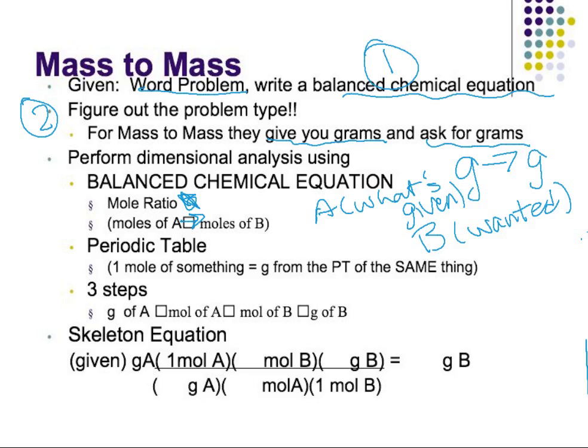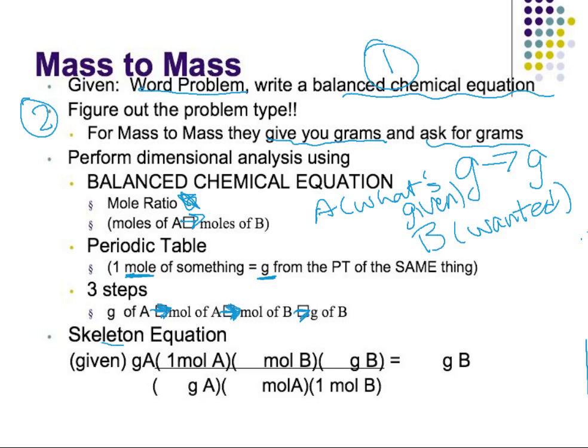We use the periodic table to turn from moles to grams or grams to moles. We've done that before a lot. We know how to do that, so that part's good. So, if you like to think about things linearly, here's your linear pattern. We go from grams of A into moles of A. Then we turn moles of A into moles of B, and then moles of B into grams of B.